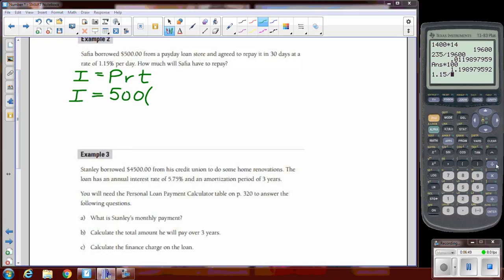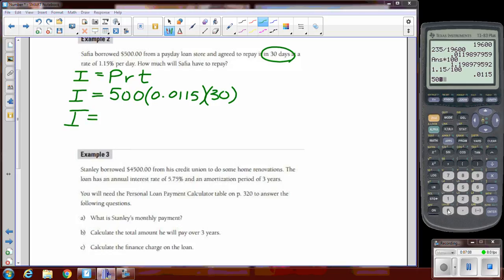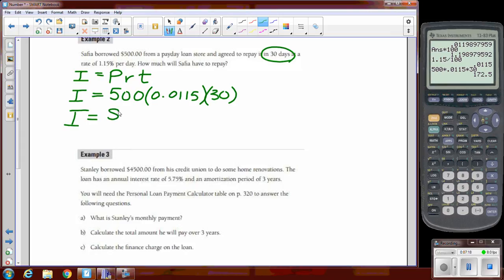So as a decimal, I take 1.15, divide by 100, and I get 0.0115. That's the interest rate per day, and she's having it out, it says, for 30 days. So if we crunch these numbers, so 500 times 0.0115 multiplied by the 30 days, the interest they're going to charge her in 1 month is $172.50. So that's the interest.